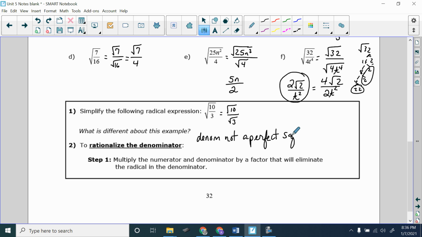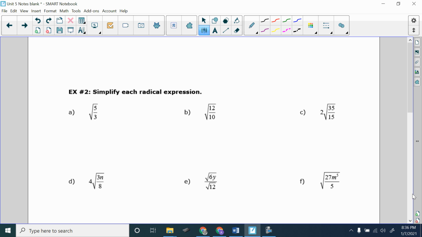So we must do something called rationalizing the denominator. If the denominator is not a perfect square, we have to do something called rationalizing the denominator. And we're going to do that by multiplying the numerator and denominator by a factor that will eliminate it, but that factor has to be 1, which sounds a little weird, but here we go.